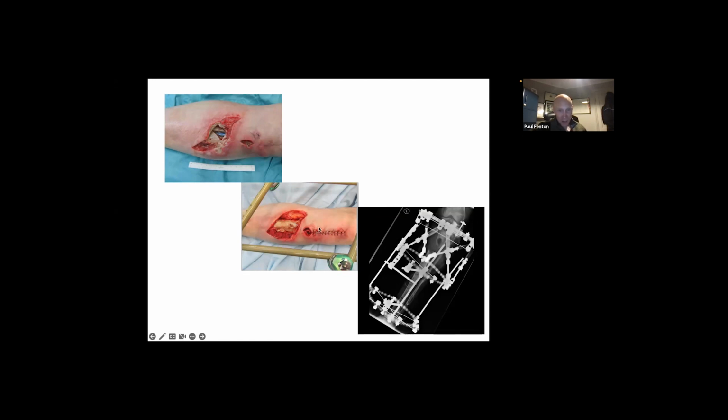And then this patient ended up needing soft tissue reconstruction and a frame to manage the soft tissue, and to manage the bone defect. So that's obviously a big thing for the patient to go through, and a big morbidity, a big complication to sustain.